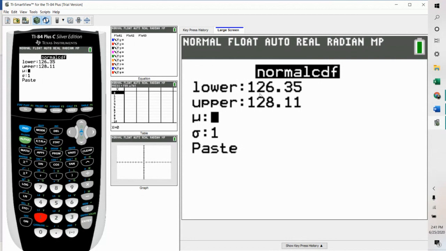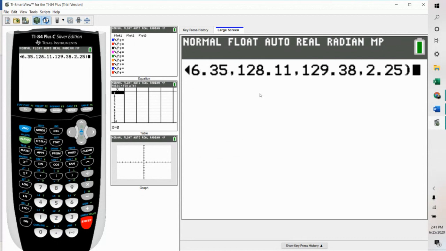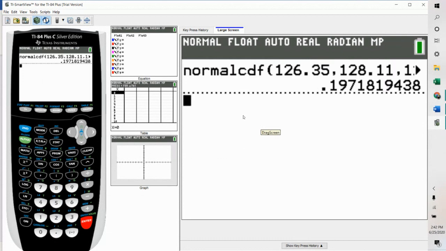The mean 129.38, and standard deviation a quarter. When you hit enter, it shows the statement. Now, if you have an older calculator, you'll have to enter this without it letting you know what order. So this helps also. But when you hit enter, the percent is 0.197 or 19.7. So that's what you would use when you're given the values.